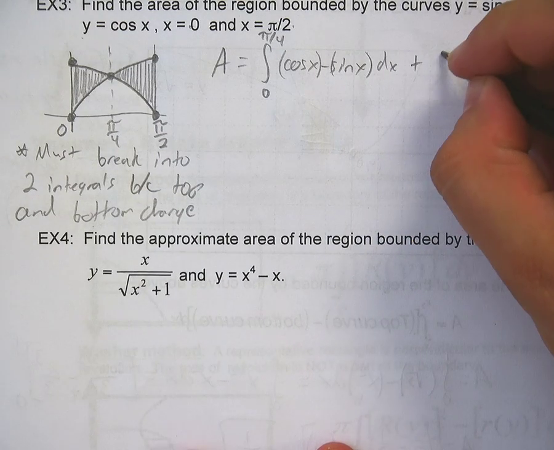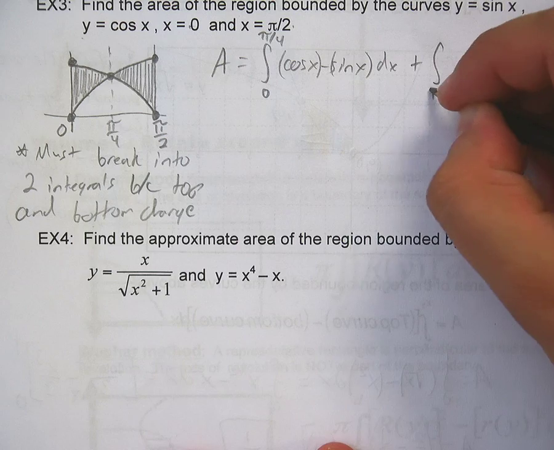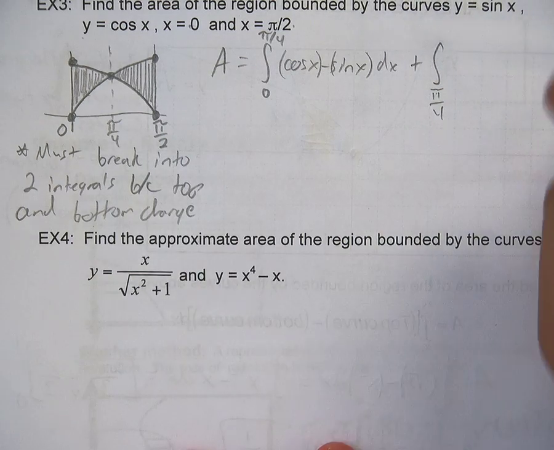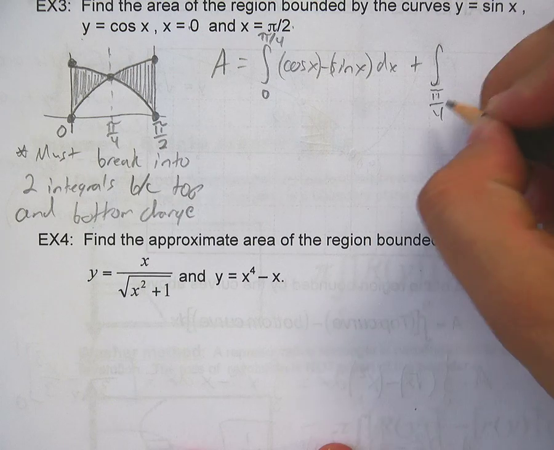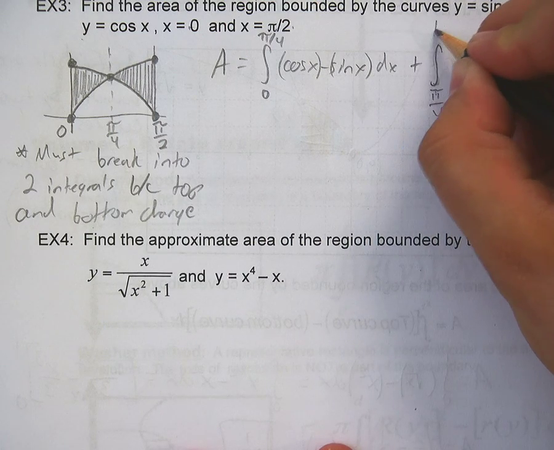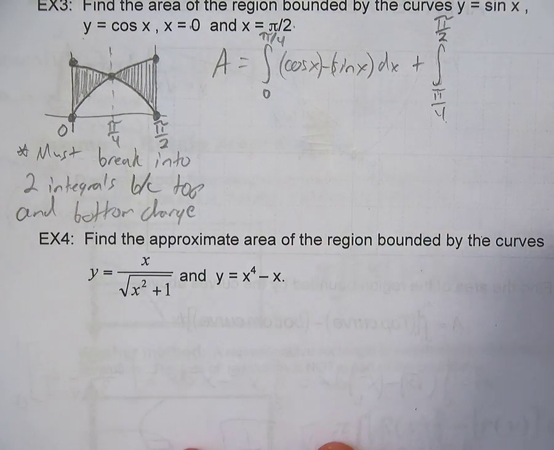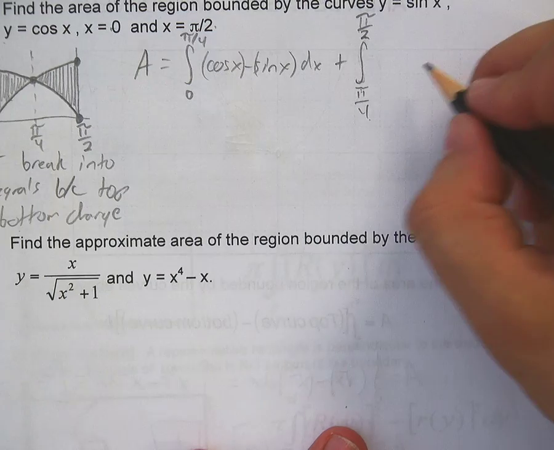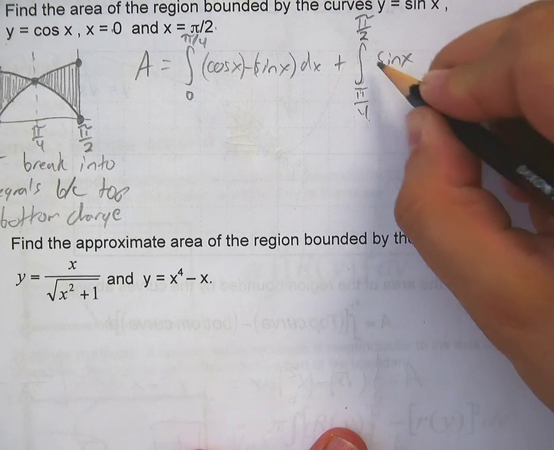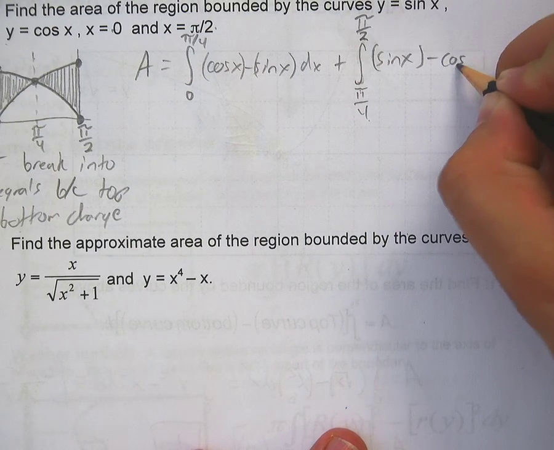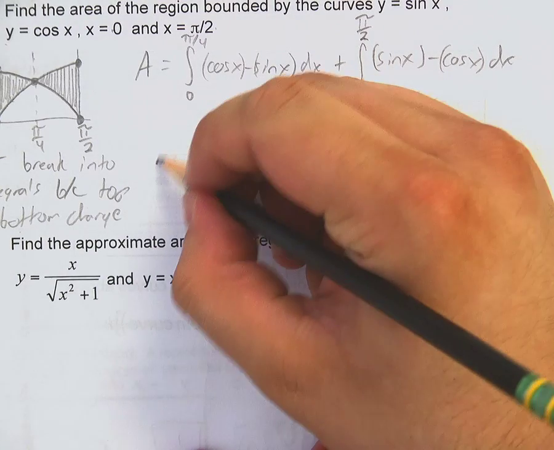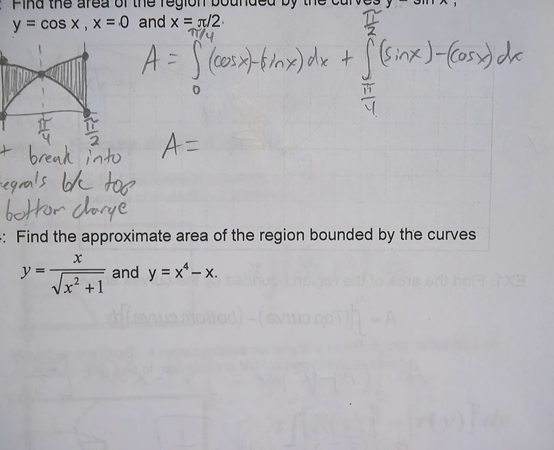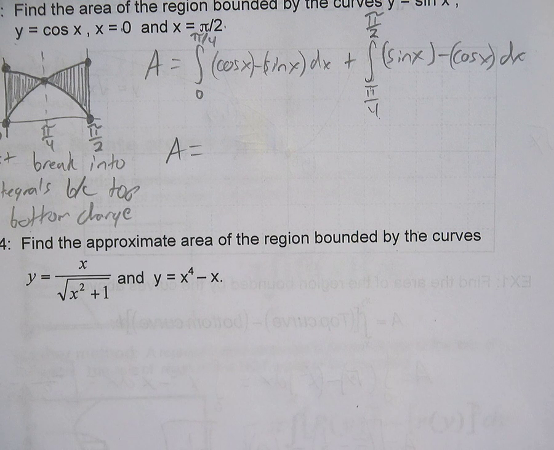And then I'm going to add the integral from pi over 4. That is an ugly integral sign. Oh my goodness. The integral of pi over 4 to pi over 2 of sine x, top, minus cosine x, the bottom. So I'm going to break this into two integrals.